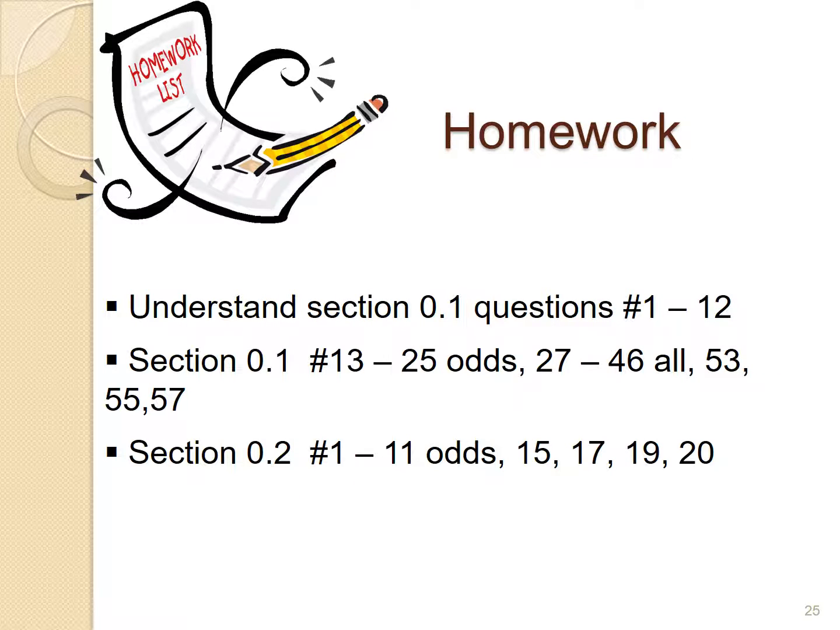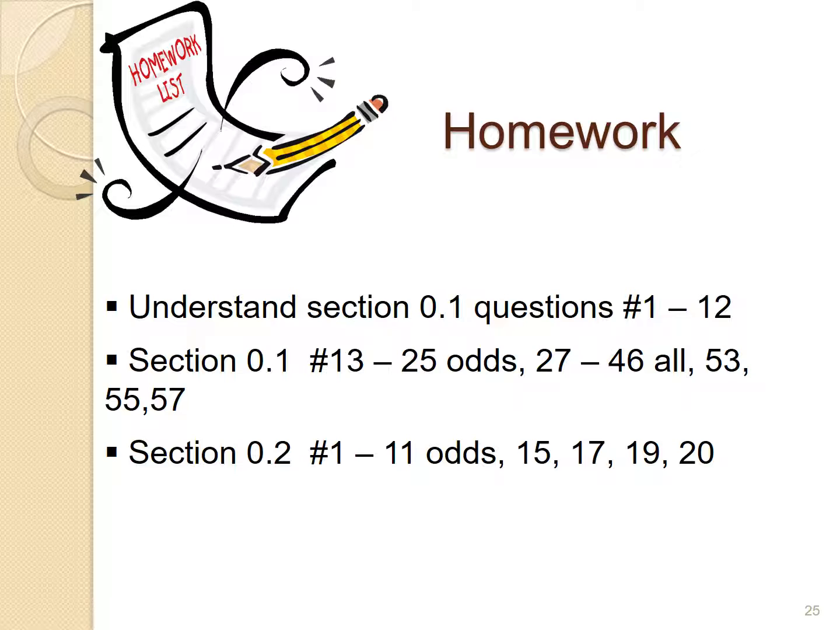The rest of the homework, I'm interested in that you understand the first 12 questions of section 0.1, and I would actually like you to do in section 0.1 numbers 13 through 25, just the odds. You don't have to do the evens. The odds would be 13, 15, 17, 19. The evens you do not have to do. That'd be like 12, 14, 16, 18, and so on. For numbers 27 through 46, do all of them, and then questions 53, 55, and 57.